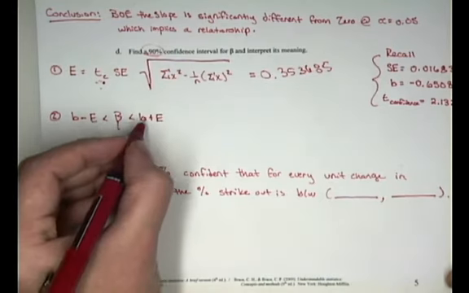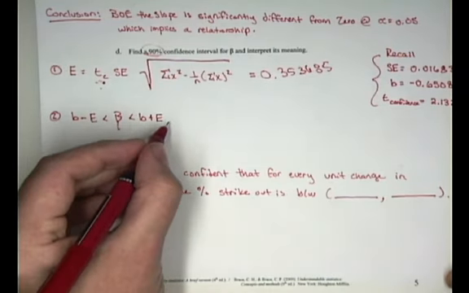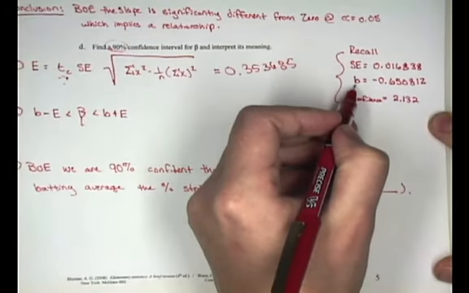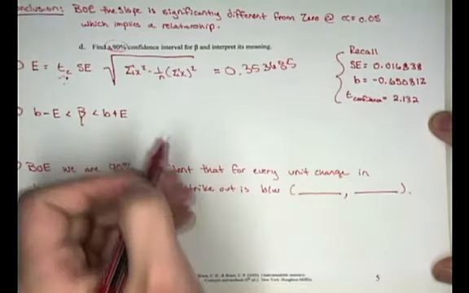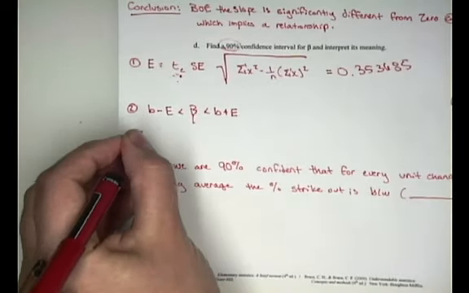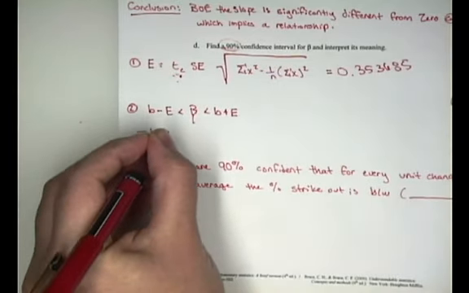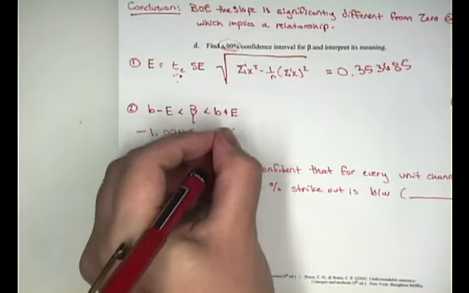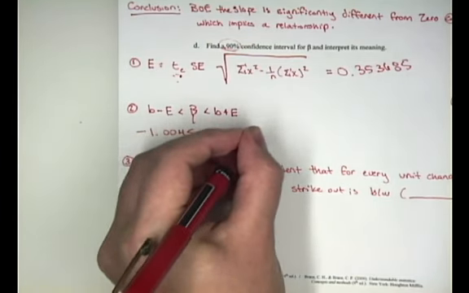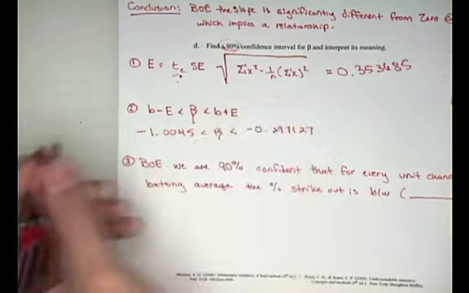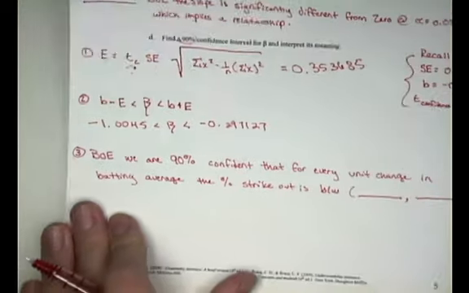Okay? And then, of course, we're going to use the slope from the sample data minus the error that you calculated, then the slope plus the error that you just calculated. I have the b from the previous written down there. I would plug that in. When you do, you should be coming out with an interval of negative 1.0045 less than beta less than negative 0.297127. Okay, that should be your interval.